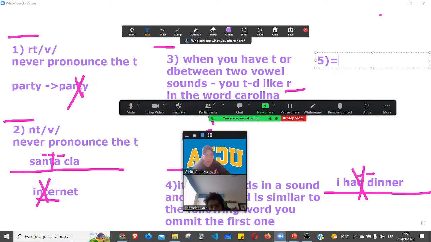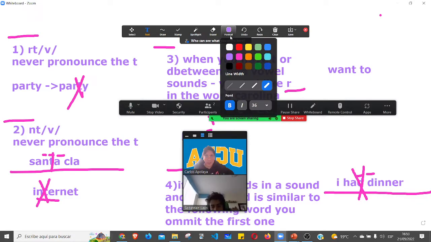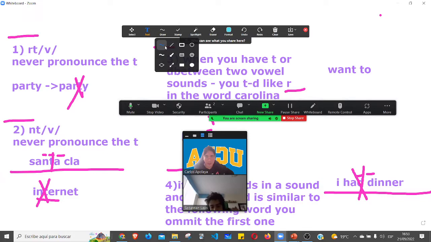Regla número 5. Okay, that would be all for now. A ver, analicemos la regla. ¿Has escuchado alguna vez esta palabra? Wanna, ¿la has escuchado? Yes. ¿De dónde viene el wanna? ¿Del want? Del want to. Ok, quiero que analices conmigo porque todo es sintaxis.